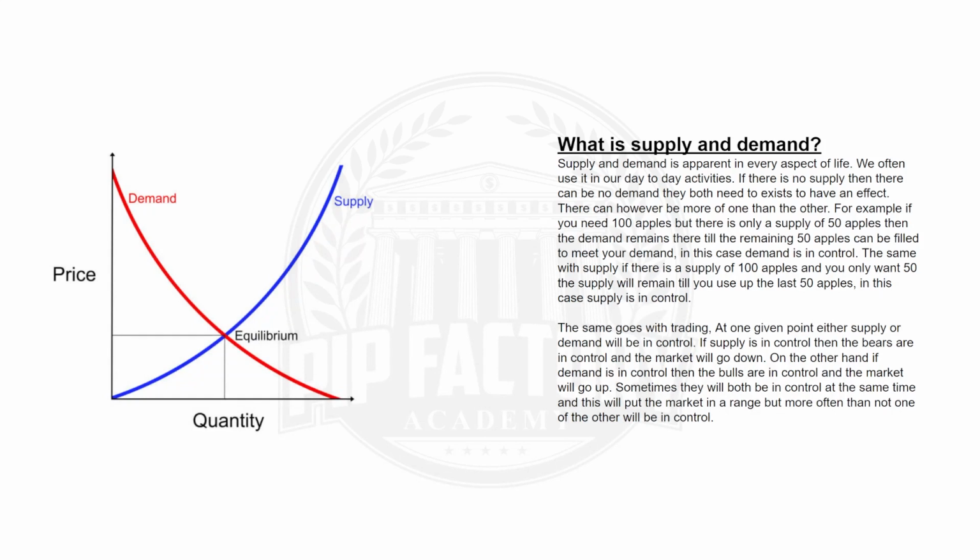So the same thing goes with trading. At one given point, either supply or demand is in control. If supply is in control, then the bears are in control, and basically the market will go down. On the other hand, if demand's in control, the bulls are in control and the market will go up. And like I said, sometimes they will both be in control at the same time, and this will put the market into a range, but more often than not, one or the other will be in control.